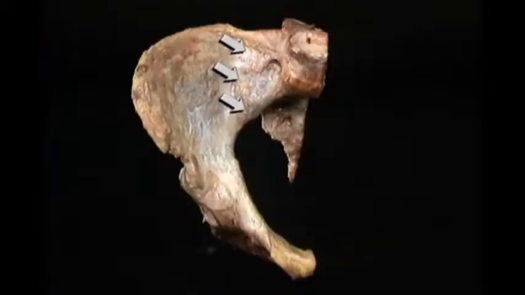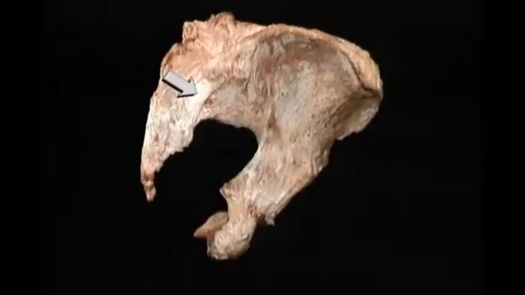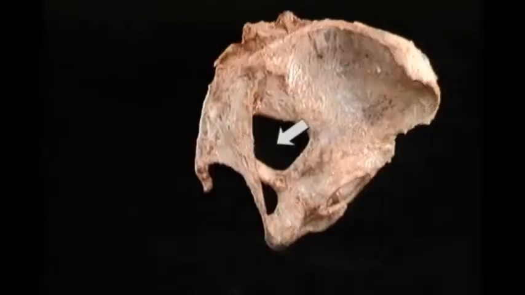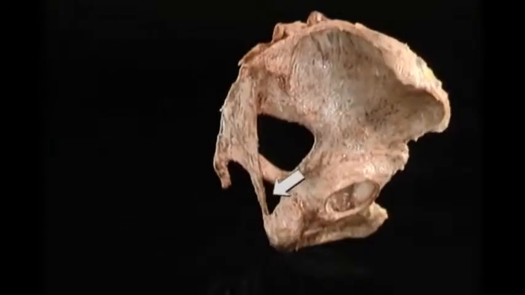Here are the sacroiliac ligaments, anterior and posterior. Here's the sacrotuberous ligament and the sacrospinous ligament. Here's the greater sciatic foramen and the lesser sciatic foramen.